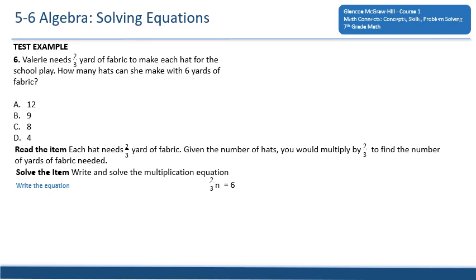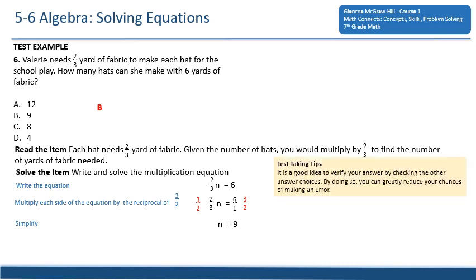She has 2/3 n equals 6. And we're going to do the reciprocal. So 3/2 times the left side, and then 3/2 times the right side. And it's going to equal n equals 9 because we canceled out the 3/2 and the 2/3. And then 6 over 1, we could simplify 6 and 2 to 3 and 1. So then 3 times 3 is 9. So the answer is B.